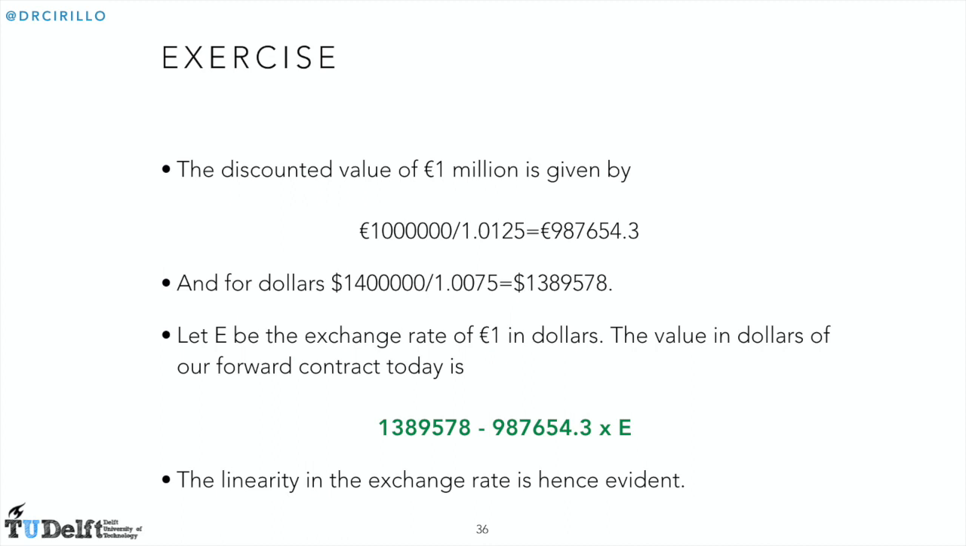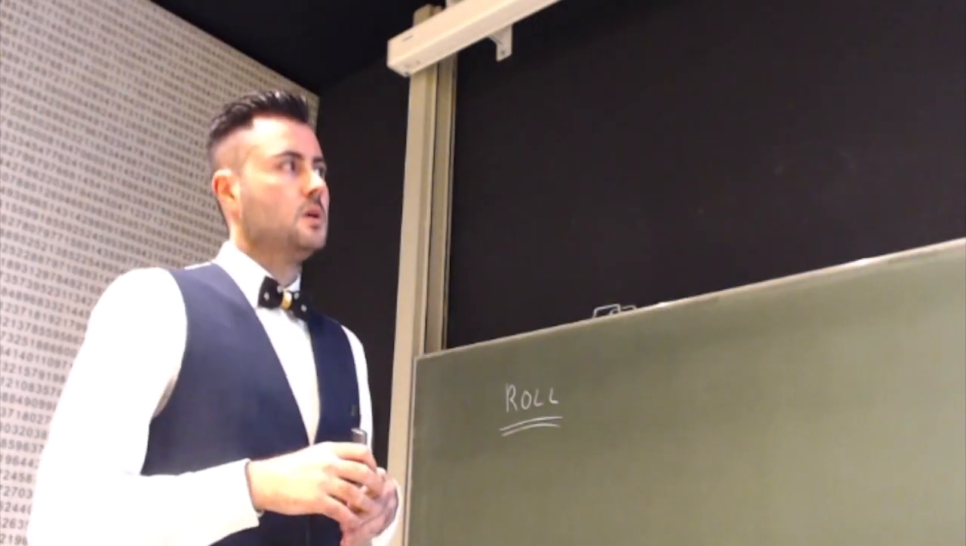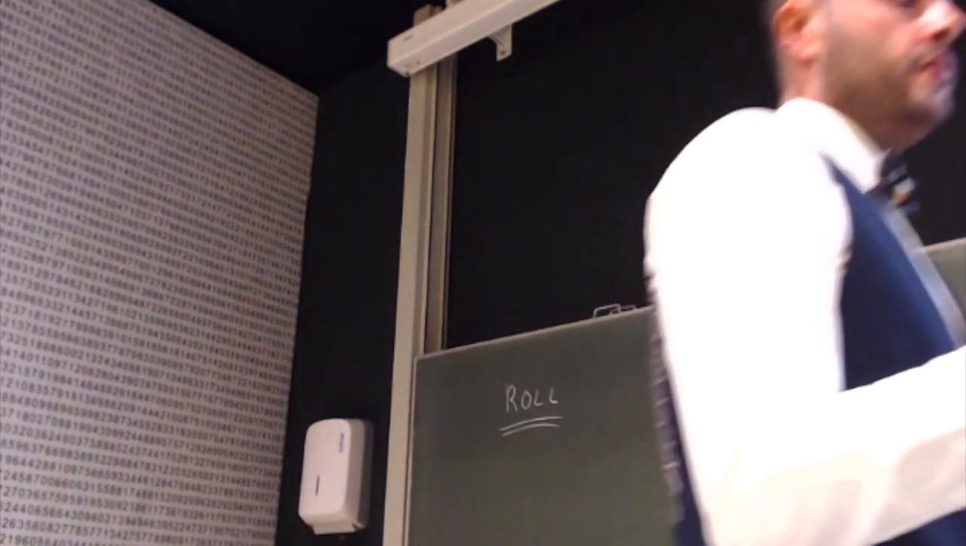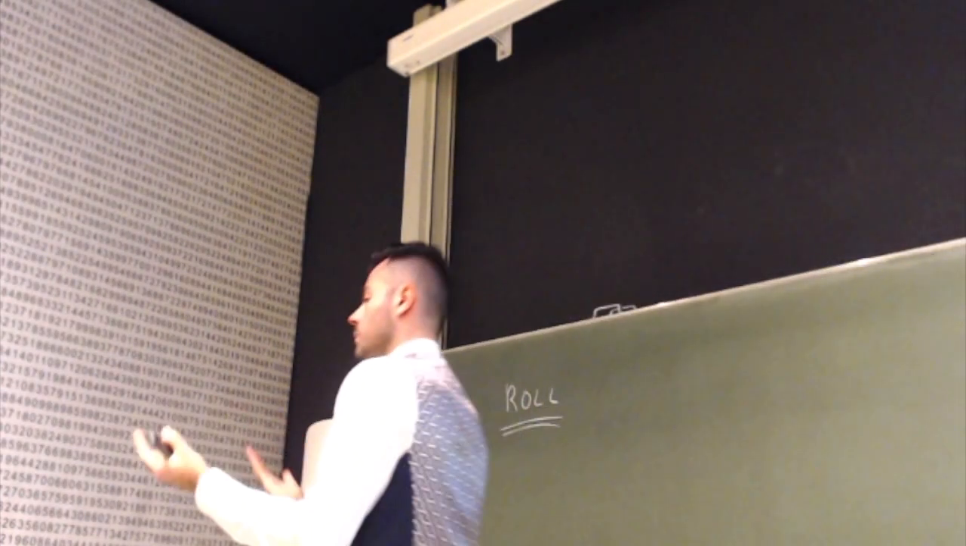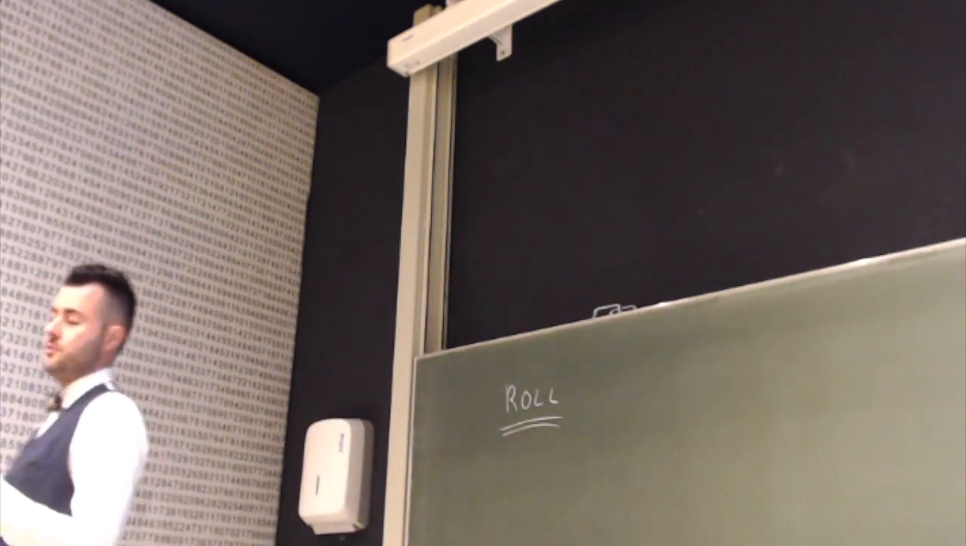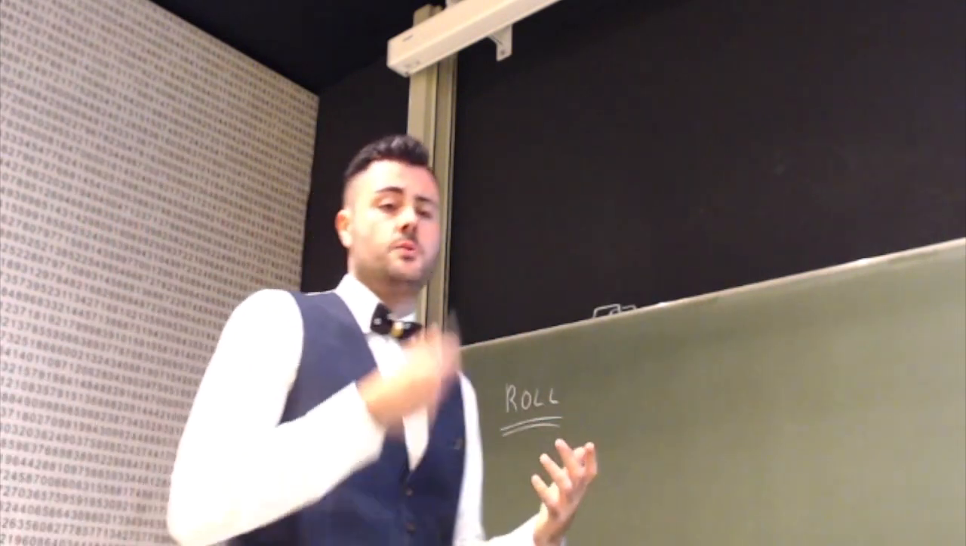So it's 987,000 and so on. For the dollars, I can do the same, but I discount with respect to the interest rate of the dollars. And what I get is $1.3 million and other units. Now, if I want to compare dollars and euros, I cannot do that without taking into consideration the exchange rate, because otherwise that would be the same as comparing oranges with apples.